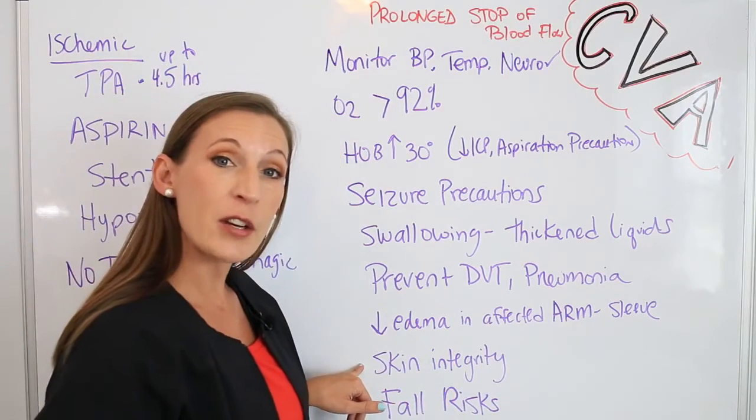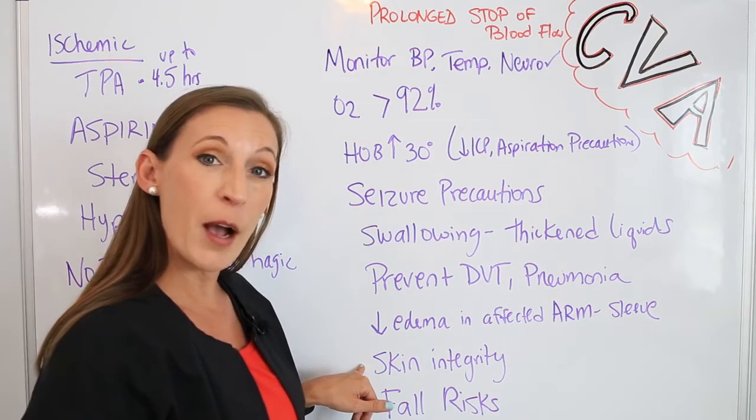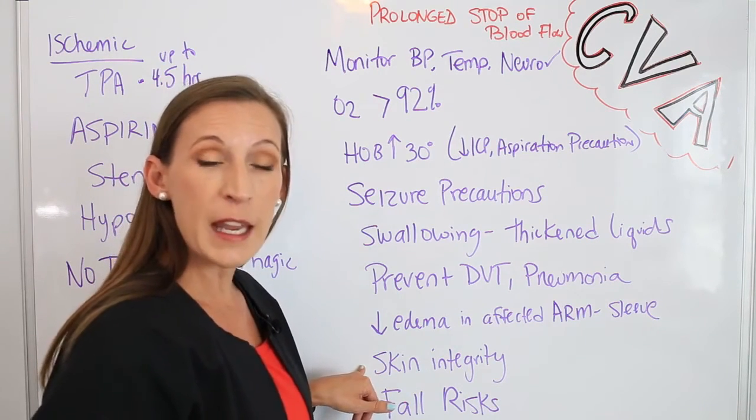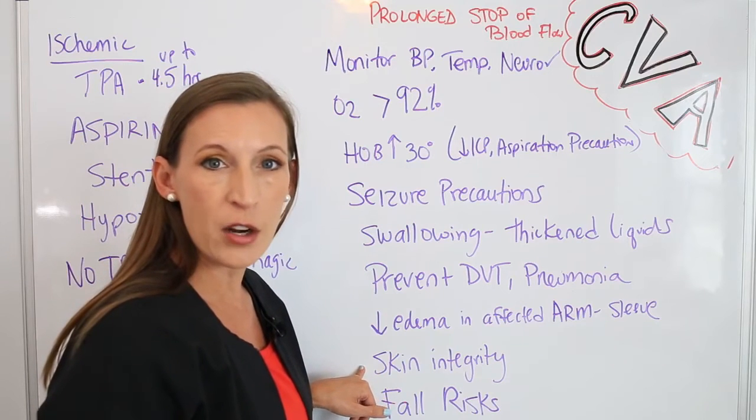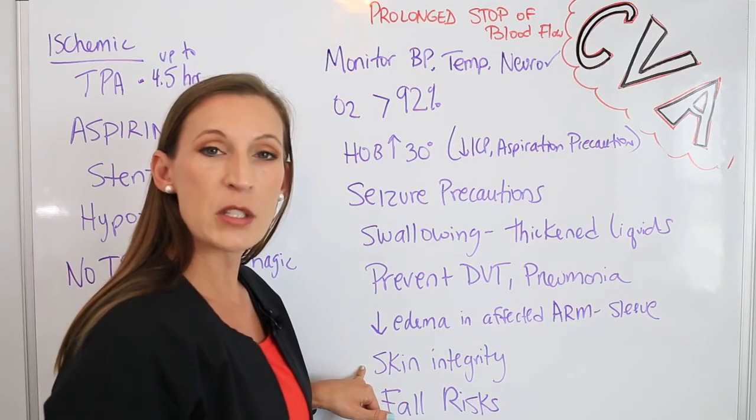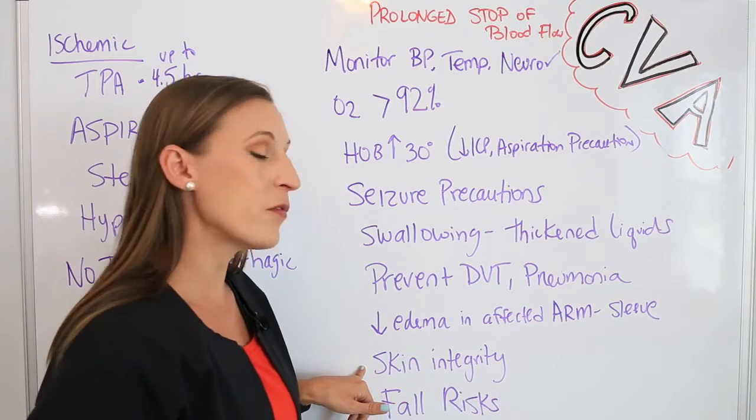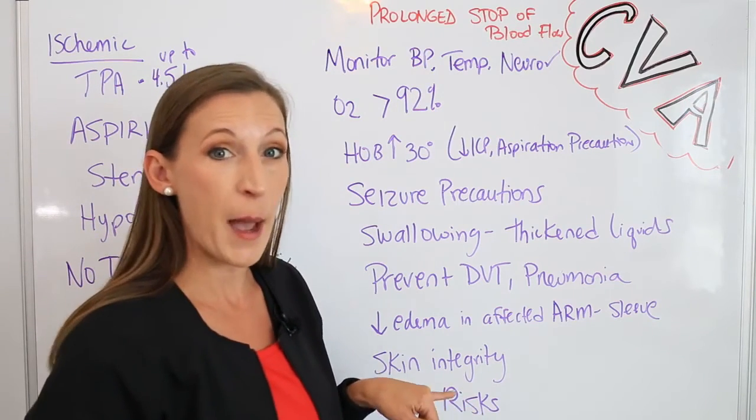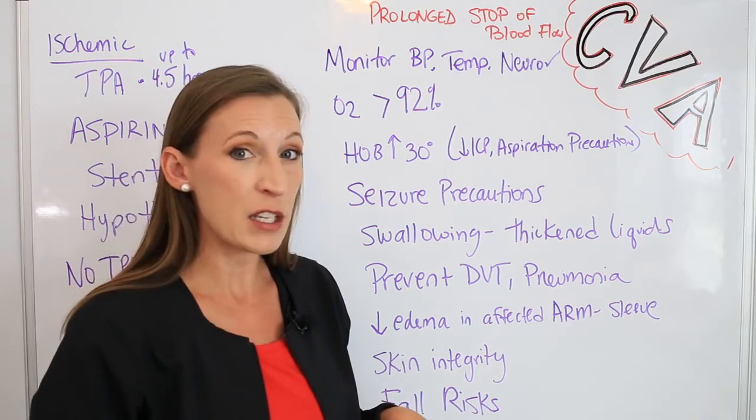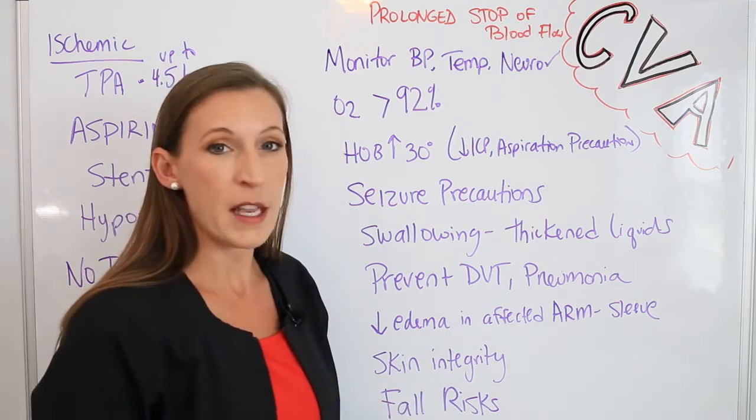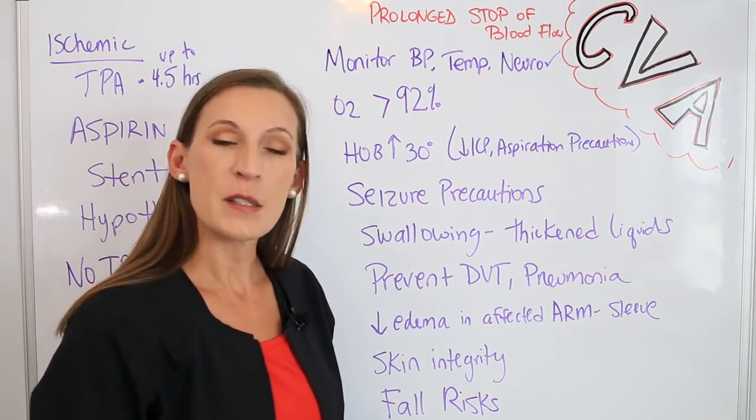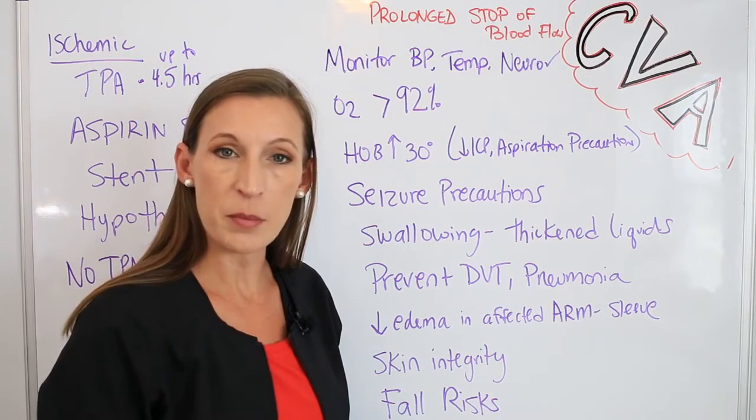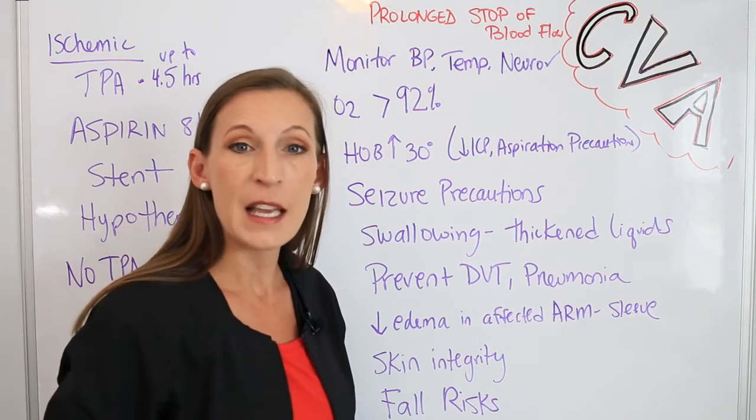Maintain their skin integrity because they will be a bedbound patient, or maybe they have paralysis on one side so they can't feel those sides that are getting compressed. So we want to make sure we do all those things that prevent bed sores or pressure ulcers from happening. Also keep their skin clean and dry. Fall risk. They are high fall risk, especially in the initial period. We want to make sure they're educated on how to make their home a safe environment, and we want to prevent falls.